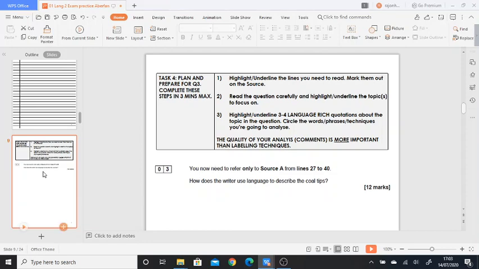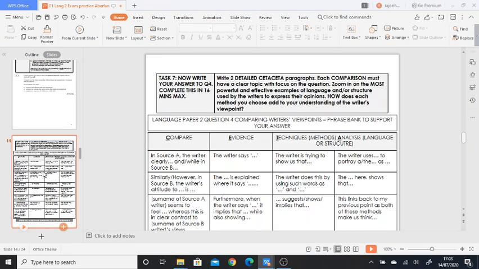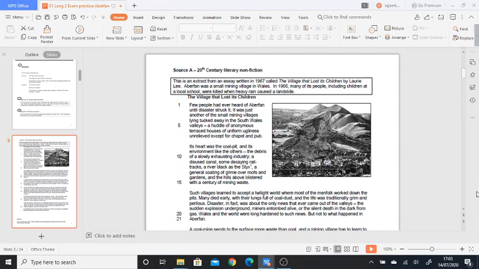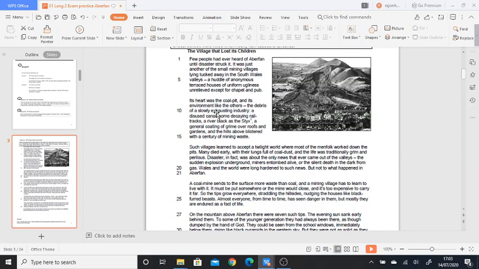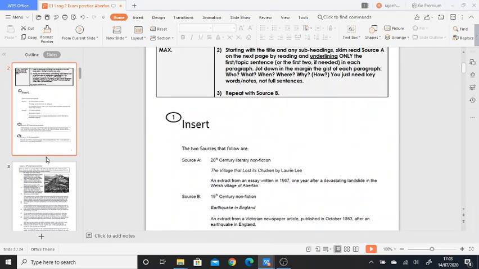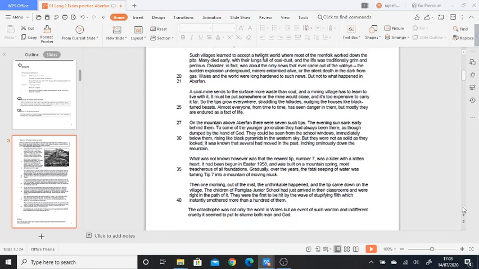So if we look at the sources, okay, we'll go to source A here. Now 17, where is 17? So 17 is here. Hold on, sorry, it's not 17, is it? It's 27 to 40. Okay, so 27 starts here. So on the mountain above Aberfan, there was 7 such tips. Okay, so from here to the end, I believe.